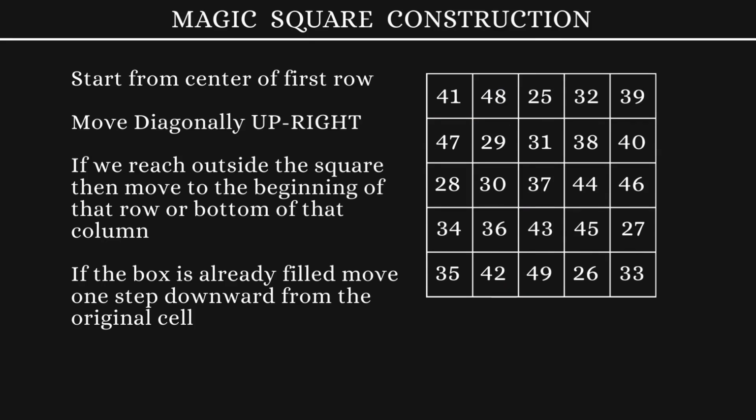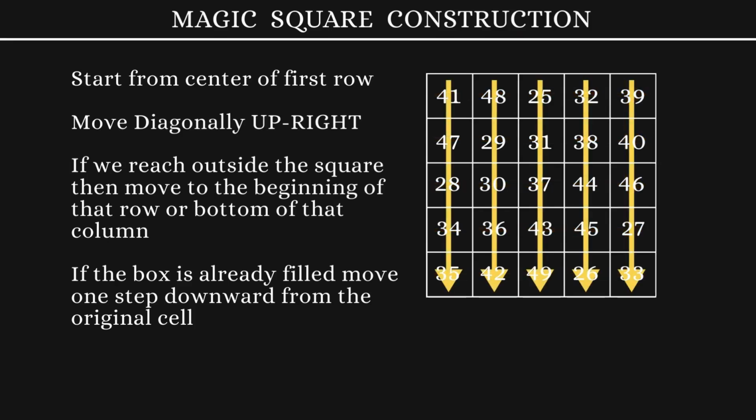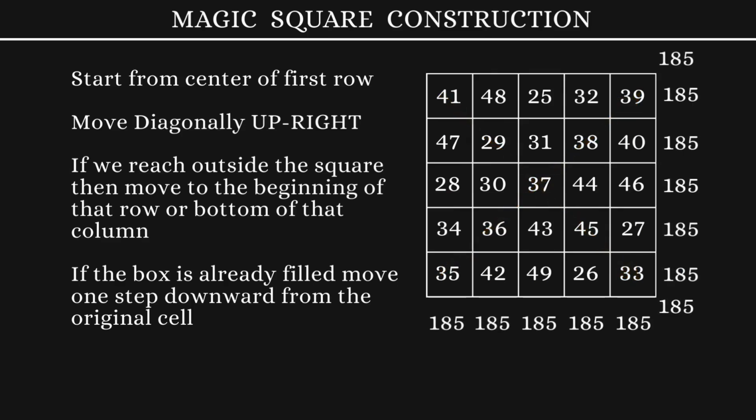Here you can pause the video and try to add the numbers in any row or any column or the diagonals. You will get the answer 185. So this also is a magic square of order 5.